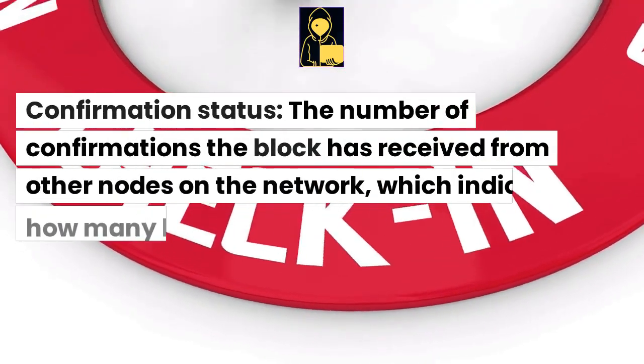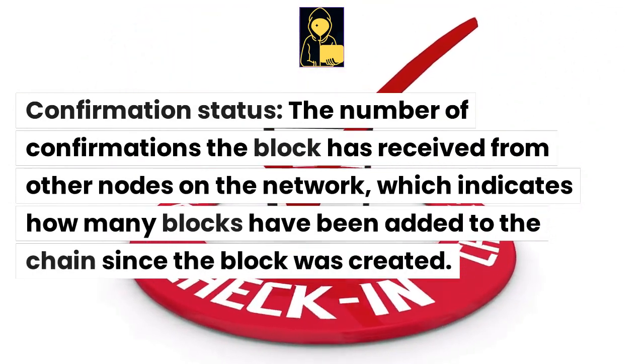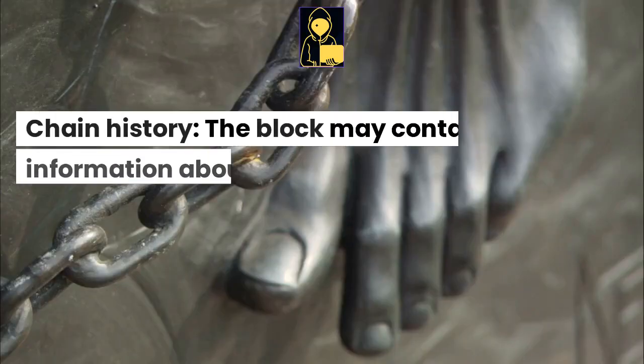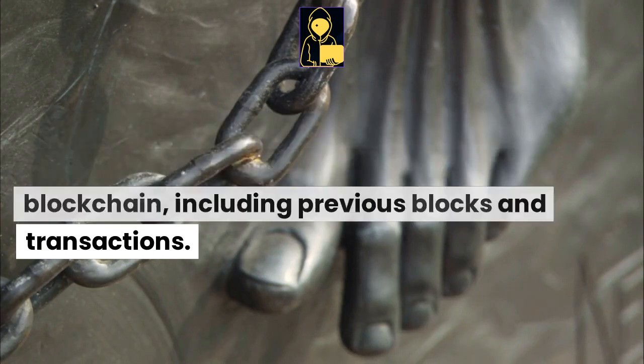Confirmation status. The number of confirmations the block has received from other nodes on the network, which indicates how many blocks have been added to the chain since the block was created. Chain history. The block may contain information about the entire history of the blockchain, including previous blocks and transactions.